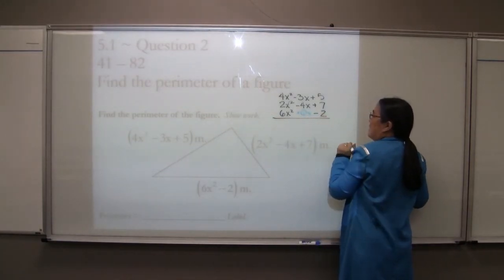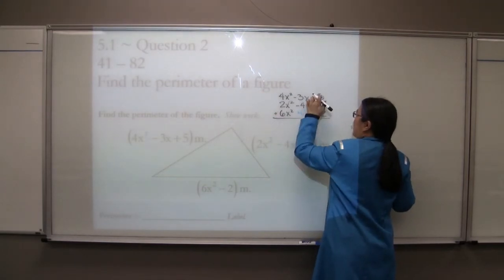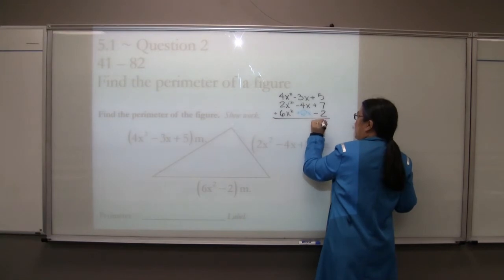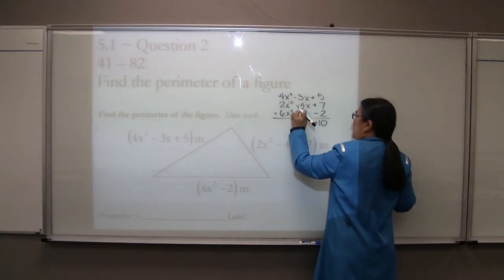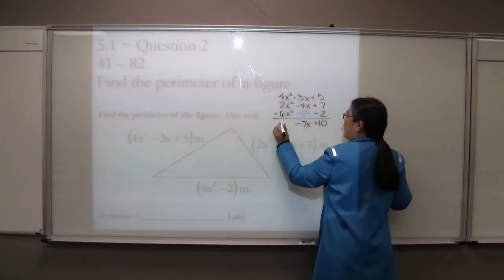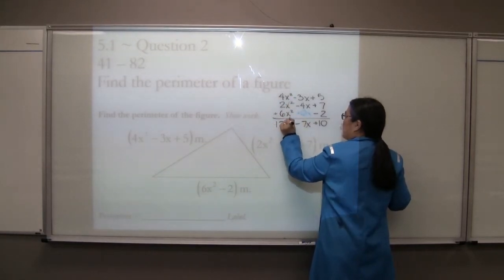Our handy dandy vinculum, and we are going to add these all together. That is 12 minus 2 is 10. I do have to put a positive there because I know I'm going to have another term here for minus 7x and another term here for 12x squared.